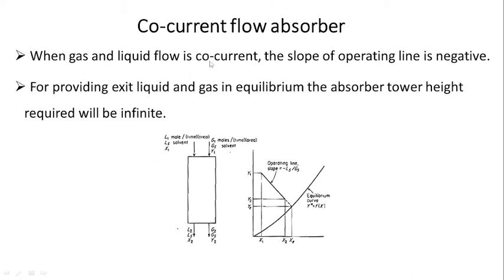So next is co-current flow absorber. When the gas and liquid flow co-currently, the slope of operating line will be negative. So here we can see the operating line, whose slope is minus Ls by Gs. For providing exit liquid and gas in equilibrium, the absorber tower height required will be infinite in case of co-current.